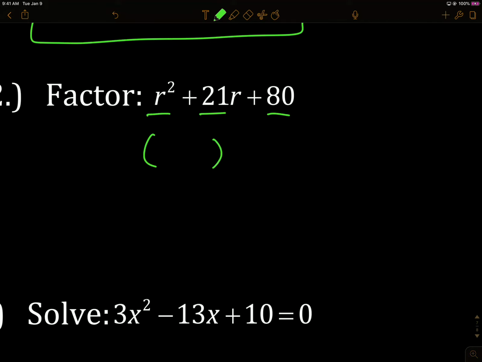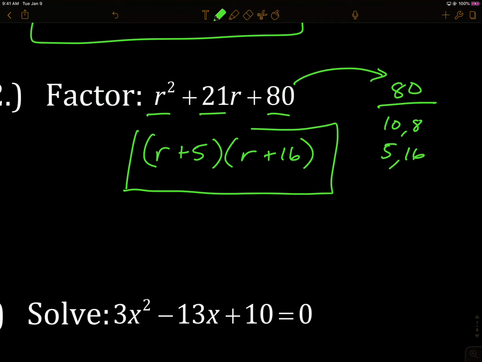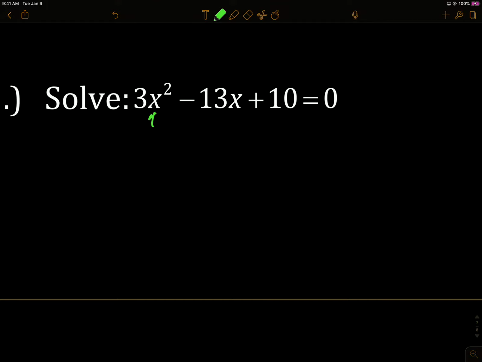All right, this guy, common factor in these three terms, there aren't any. So now it's a trinomial where a is 1. So I know it sets up as r and r. I'm looking for numbers that multiply to 80 but add to 21. 10 and 8. That doesn't add to 21. 8 times 5 is 40, so it's going to be 16 and 5. And that does add to 21. So it's r plus 5 and r plus 16. Factored. Done.